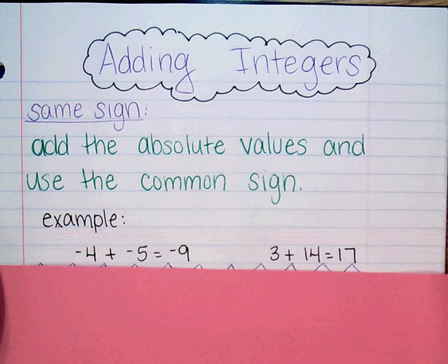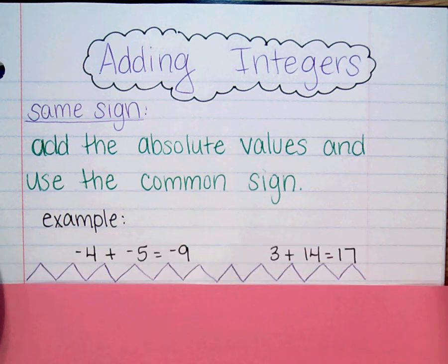Your example is -4 plus -5. The absolute value of -4 is 4. The absolute value of -5 is 5. If you add 4 plus 5, you get 9, and then you keep the same sign, which is negative. So your answer is -9.